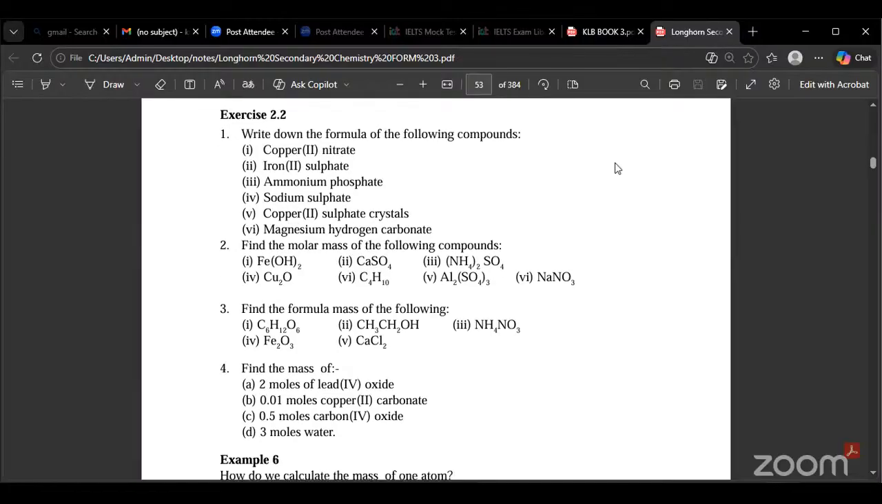So exercise 2.2. Maybe we can do question 1, I don't have a problem with it. And I said the previous time when we met, it is more important for you to know the formula, which is the chemical formula, rather than the English name. For example, copper 2 nitrate is written that way in English, but now it is very important for you to know that a nitrate is a radical, so you should know how to write those.